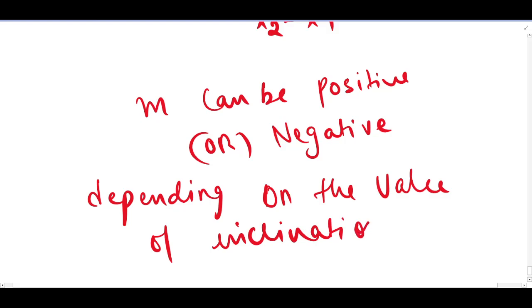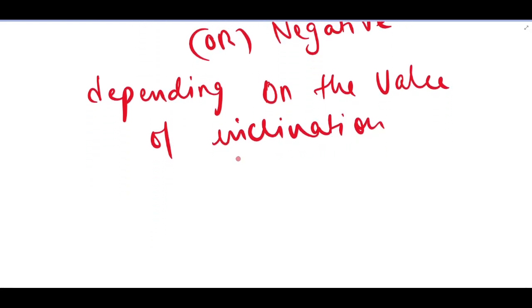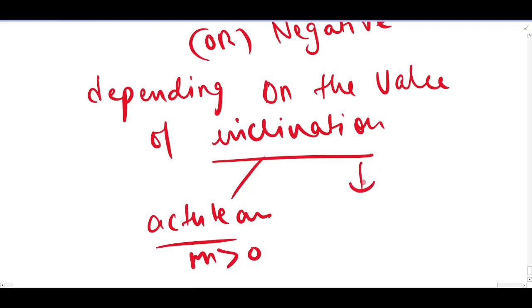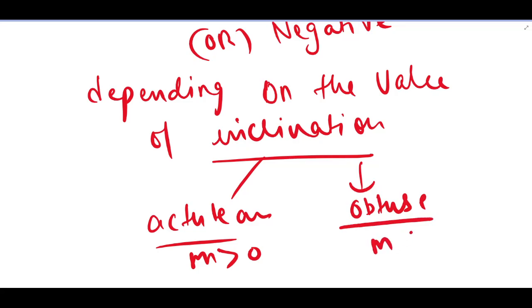That is, if the inclination angle is acute, then the slope is positive, and if the inclination angle is obtuse, then the slope is negative.